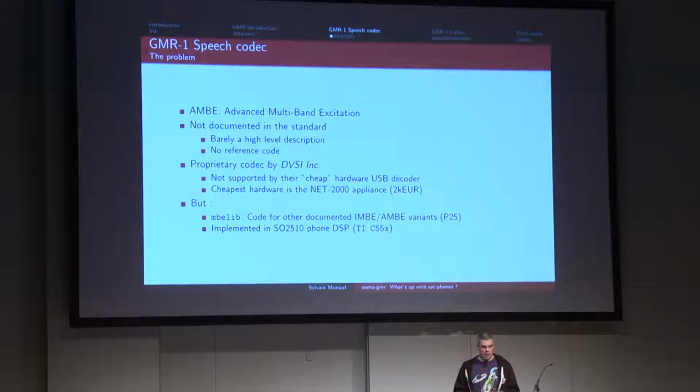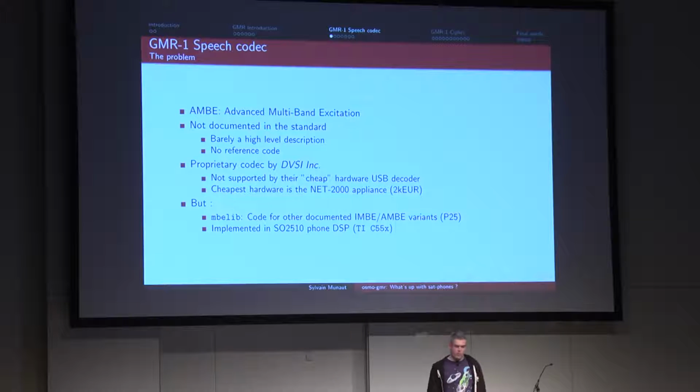So that codec is made by a company, DVSI Incorporated, whose entire business is codecs. That's all they do, which is probably why there are different incompatible versions of AMBE, because they can sell different versions. They do sell a small USB stick that can decode some of the variants. For example, you can decode D-Star audio, which is also another AMBE codec, or P25, which is used in law enforcement radio in the US. It's also an AMBE variant. And the cheap USB stick can decode that.